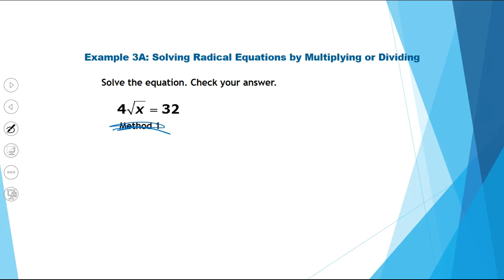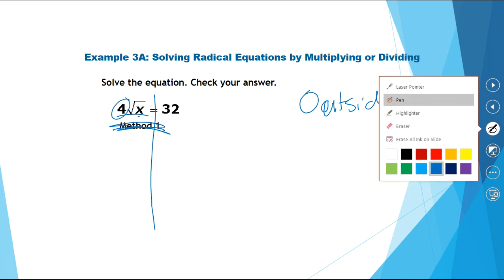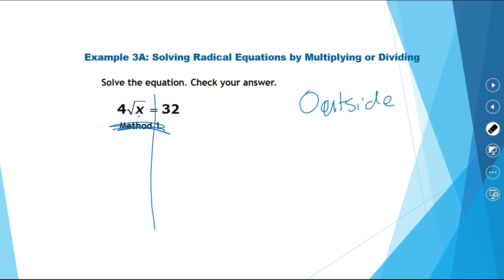Alright, ignore the fact that it says method 1 here. Follow the same rules as we've done already, okay? Look for anything that's outside the radical. Step 1. So on the left-hand side, that's where my attention is because that's where the x is. On the left-hand side, is there anything that's outside the radical? X is inside the radical, but 4 is outside. So that means I will have to remove this 4 first.